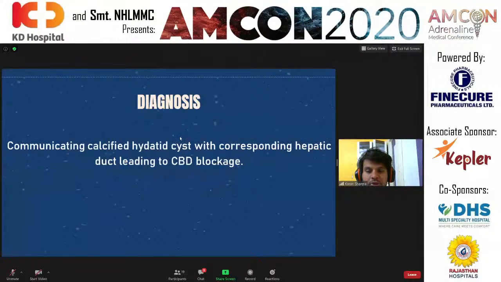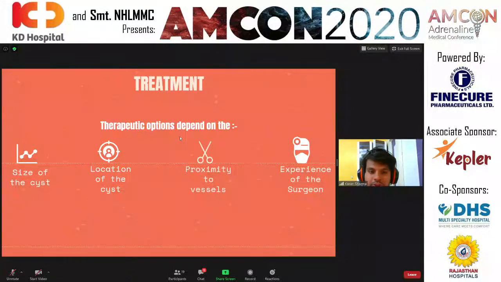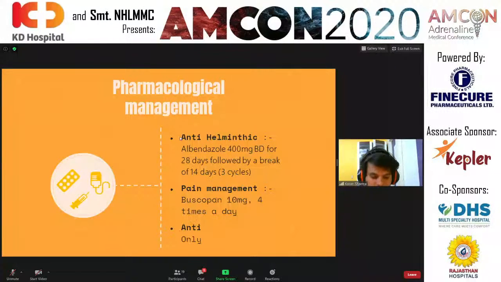So the diagnosis was made of a communicating calcified hydatid cyst with the corresponding hepatic duct leading to CBD blockage. The therapeutic options usually depend on the size of the cyst, location of the cyst, proximity to the vessels, and experience of the surgeon. The pharmacological treatment of antihelminthic albendazole was given. The pain management was done by Buscopan, and antiemetics were given when needed.